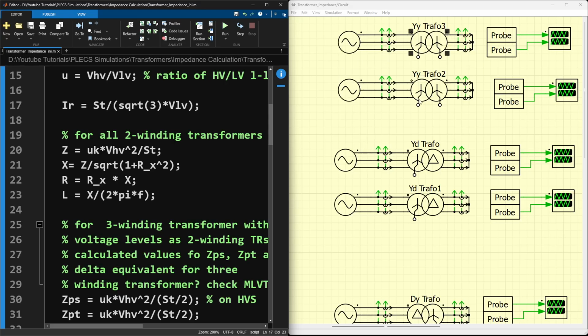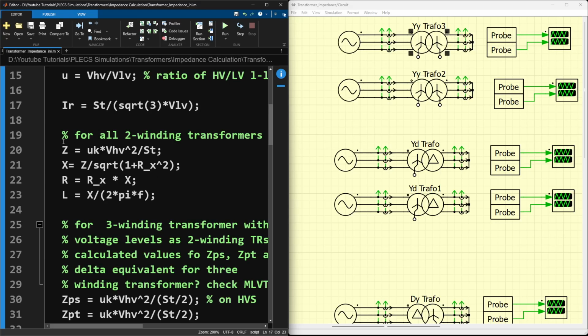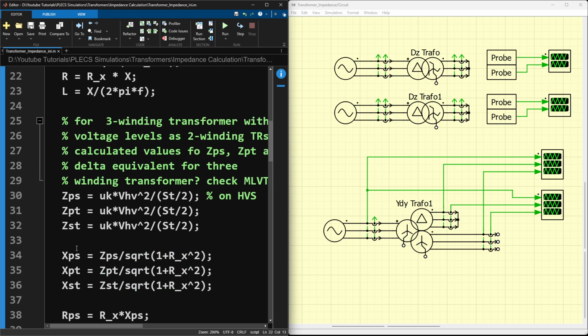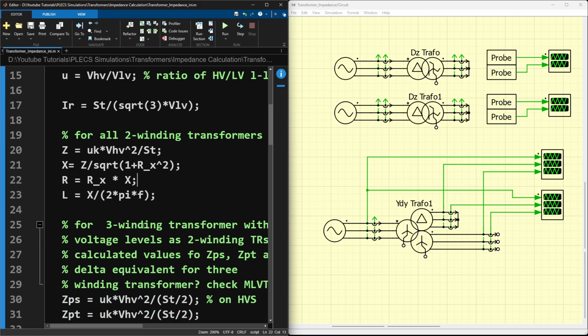Now for all the two winding transformers that we have here, I take general requirements for all of them. So here I specify for all two winding transformers we have the calculations of impedances. It's the same for all of them, and there is one 3 winding transformer at the top. We will show you later how to calculate the impedances. To start with, I first show the rated current, which is simply the S divided by square root of 3 times the voltage.